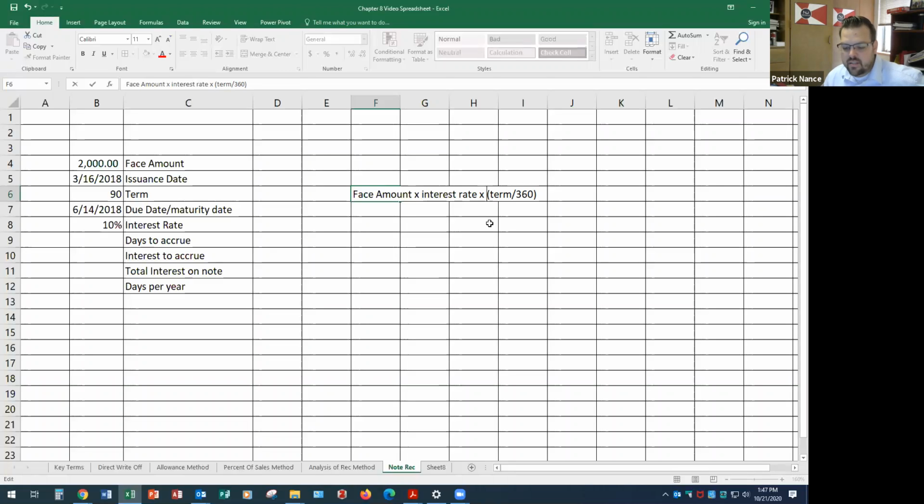But just so you know, because this book does that, it means when you're figuring your problems and your homework and everything, you're going to want to make sure that you label your days per year as being 360, even though you know there's 365 days in a year, just so you get the same number that they get.